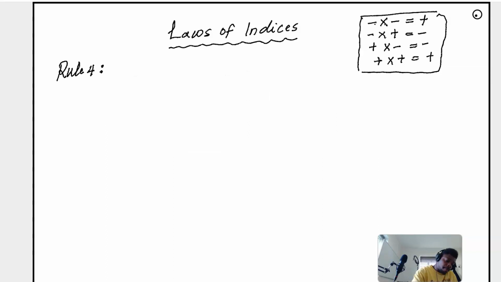Now, rule 4. A raised power m divided by b raised power m. You can see here the difference between rule 3 and rule 4 is that rule 4 is talking about division of different bases, same power, while rule 3 is talking about multiplication of different bases, same power. So here, if you have different bases, A and B, you are dividing, and the powers are the same. Here you will just say A divided by B, and you maintain one of the power.